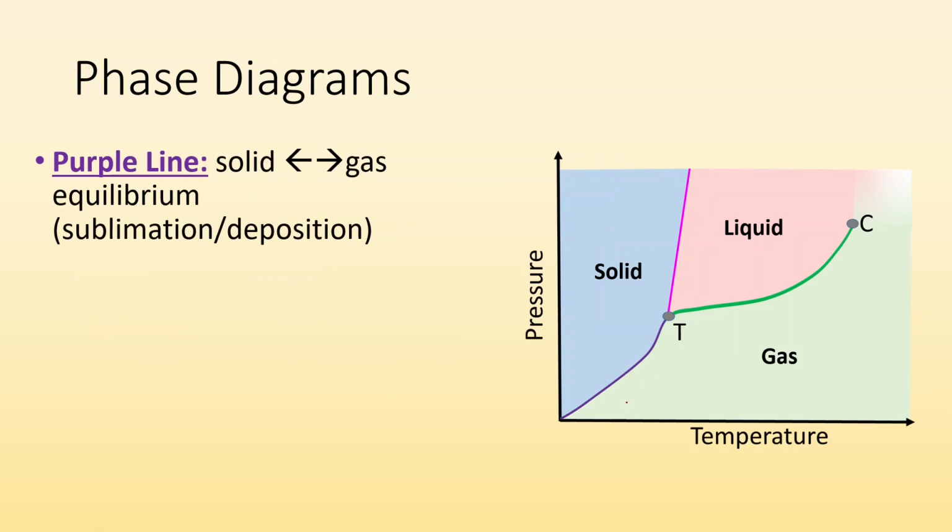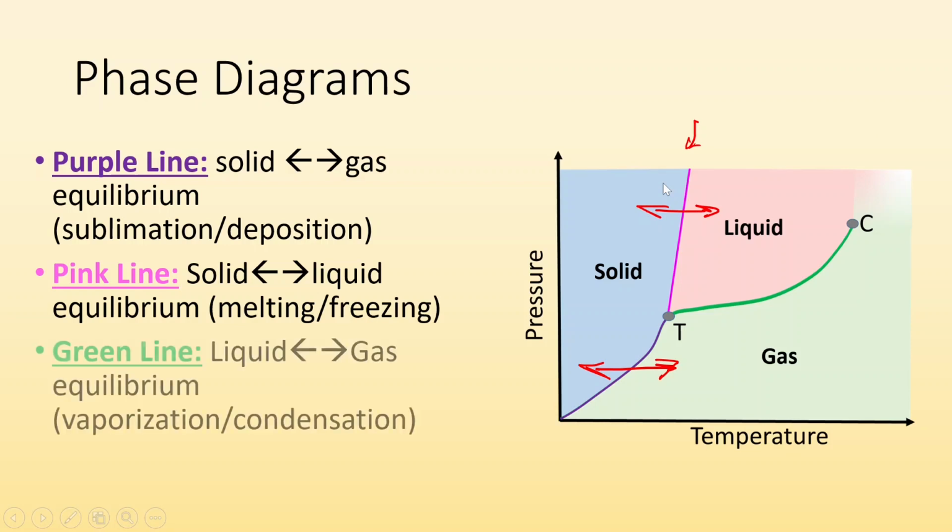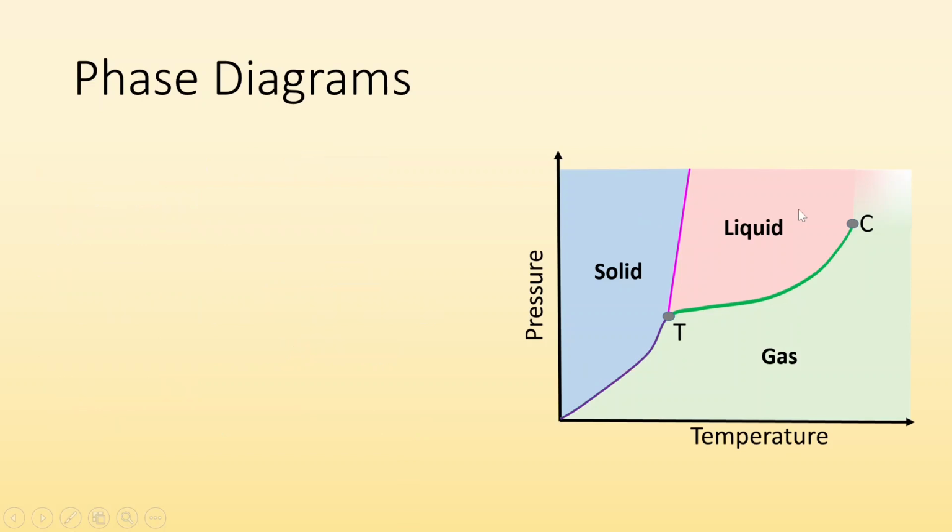So this purple line right here is showing the equilibrium between the solid and the gas. So that's sublimation and deposition, right? If we go from a solid to a gas, that's sublimation, gas to a solid, deposition. That pink line over here is showing the equilibrium between the solid and the liquid. So that's melting and freezing. And then the green line is showing the equilibrium between the liquid and the gas. So we got vaporization and condensation, right?